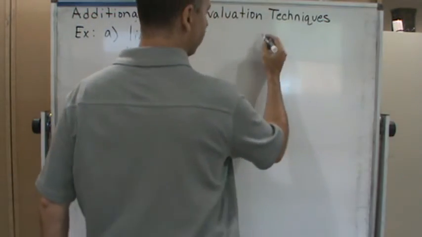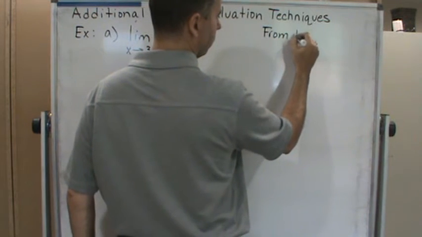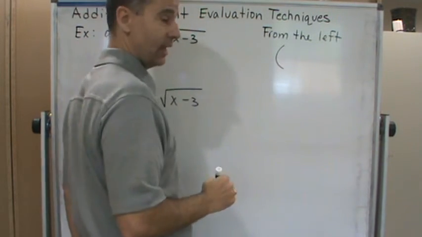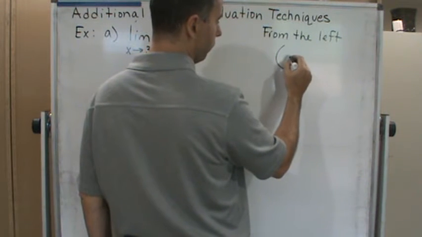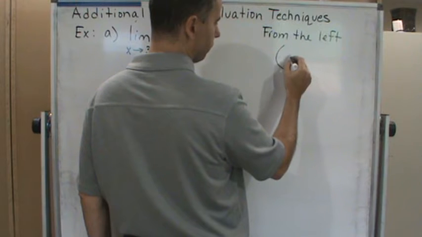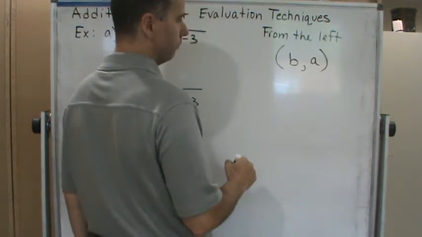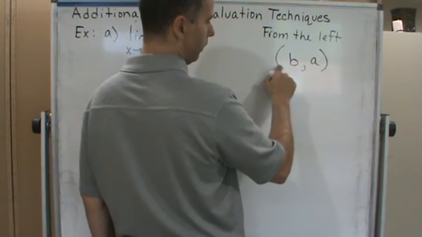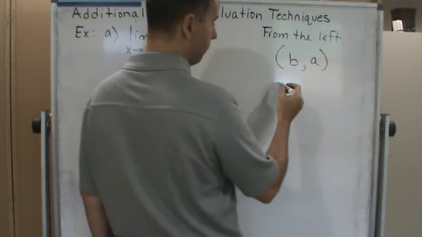So if we're dealing with from the left, we want to make sure that the function is defined on an open interval of, let's call it B to A, where we're approaching A from the left. So any open interval where we're approaching A from the left, the function must be defined on.